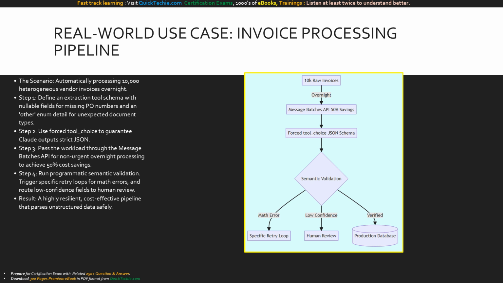If the math fails, we trigger a specific retry loop. If model confidence is low, we route it to a human reviewer. This is how you build enterprise-grade structured data extraction.